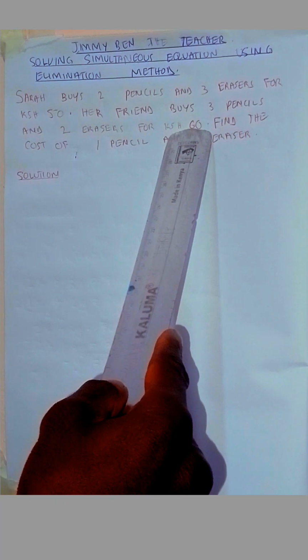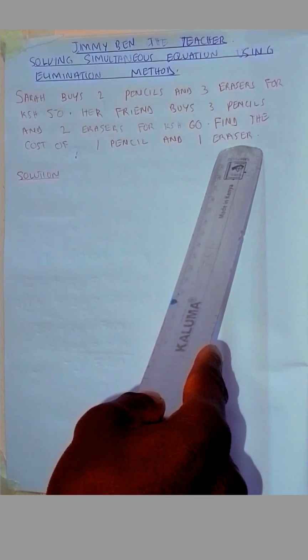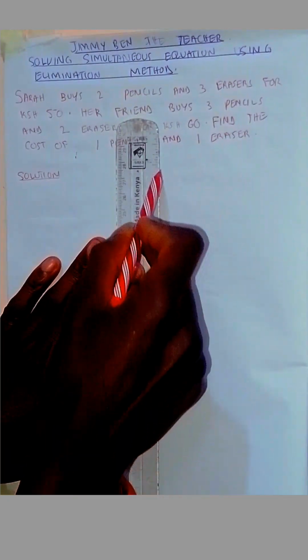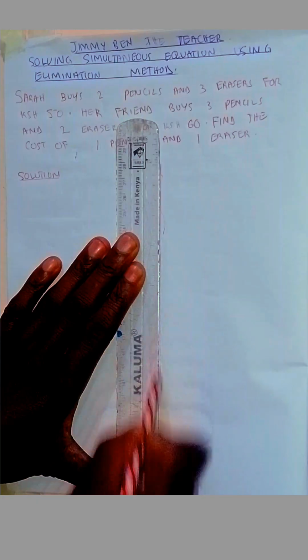Directly we are going to get into the question, and the question reads: Sarah buys 2 pencils and 3 erasers for Kenya shillings 50. Her friend buys 3 pencils and 2 erasers for Kenya shillings 60. Find the cost of 1 pencil and 1 eraser. This is our question today, and let us get into it.